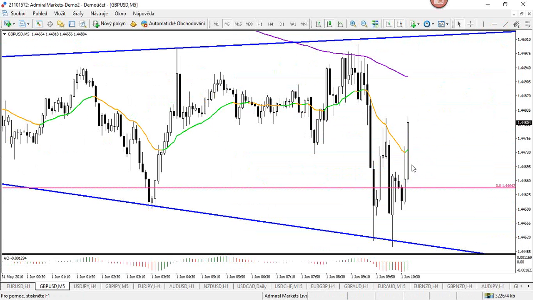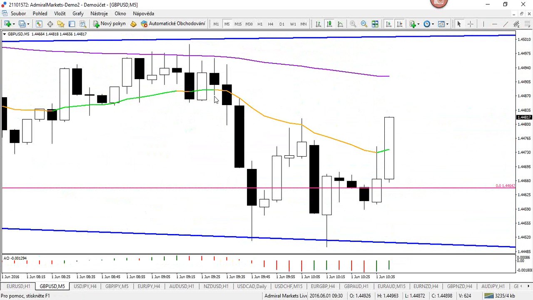Pound is also bouncing here. It likes to make these whipsaws, as you see here, down, up, early in the day.